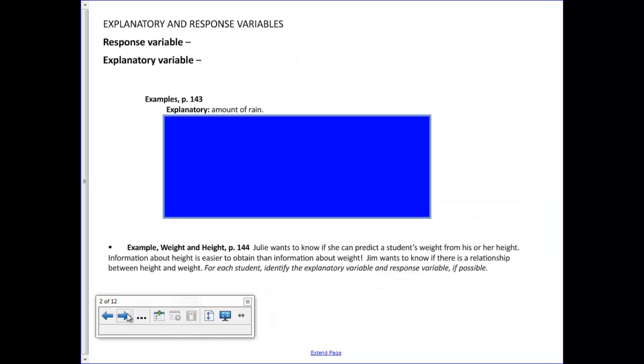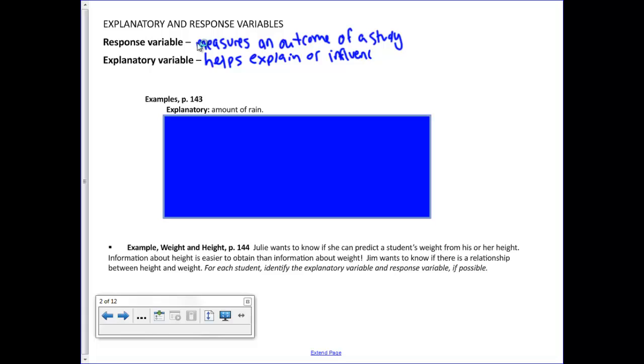So first things first, a response variable. It measures an outcome of a study. We know it, but let's write it again. Measures an outcome of a study. And your explanatory variable helps explain or influence changes in the response.